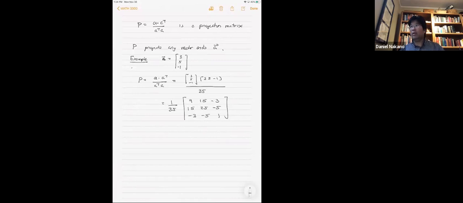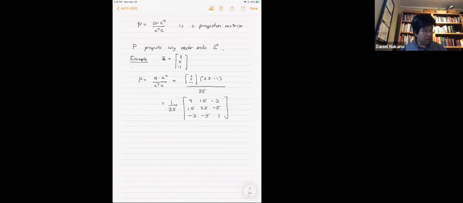Does everyone see how we did this? So you actually get a matrix. And if I want to take the projection of a vector, I just apply the matrix to the vector and I get the projection that way, right?